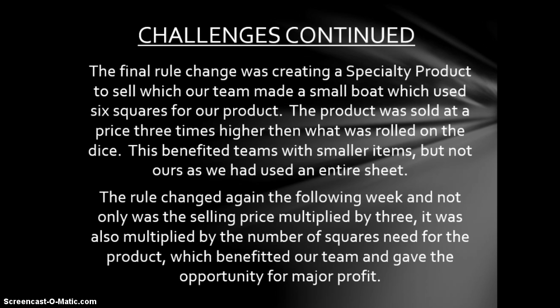The final rule change was a specialty product, and we made a small boat which used 6 squares for our product, and it was sold at 3 times higher. It was rolled on the dice, which was nice, but the first day we were selling our specialty product, we realized that we weren't going to profit as much because it took more to make.